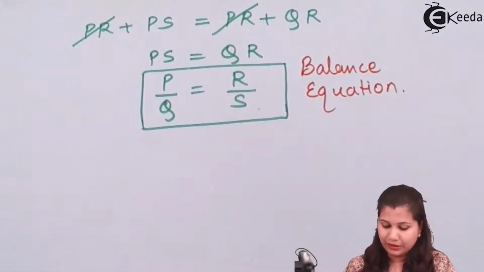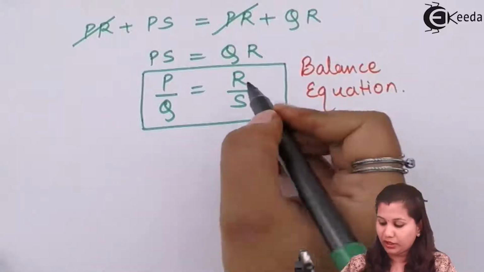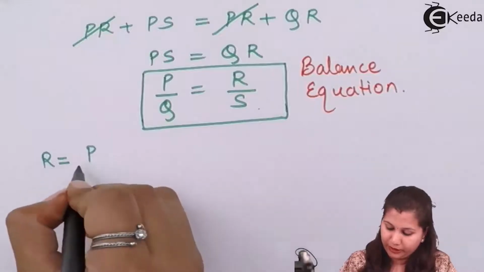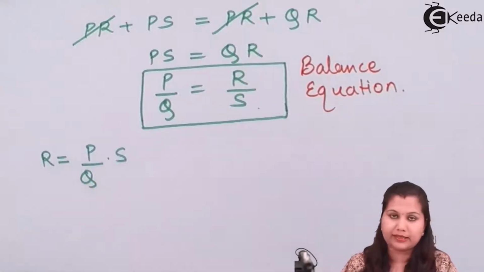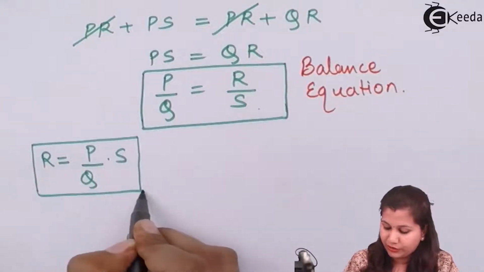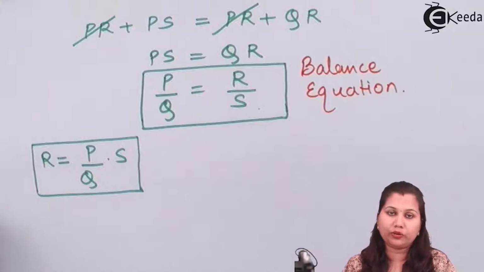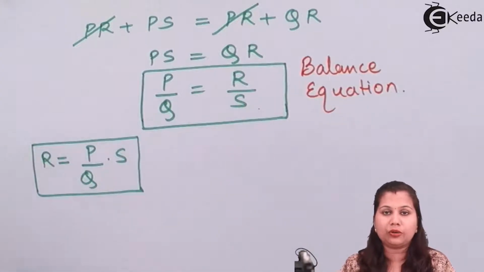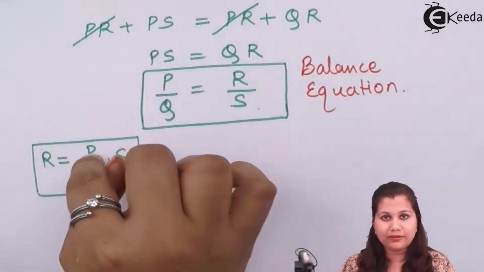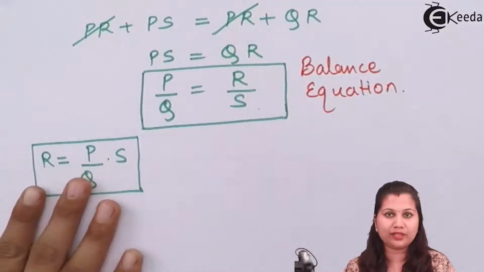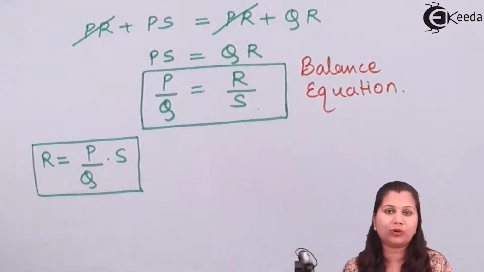Now through this balance equation, we can find out the value of the unknown resistance. Unknown resistance R will be equal to P upon Q into S. So this is the equation through which we can measure an unknown resistance using the Wheatstone Bridge. We are going to balance the Wheatstone Bridge. We know the values of P, Q and the standard resistance. We are going to put those values in this equation and can easily find out the unknown resistance.